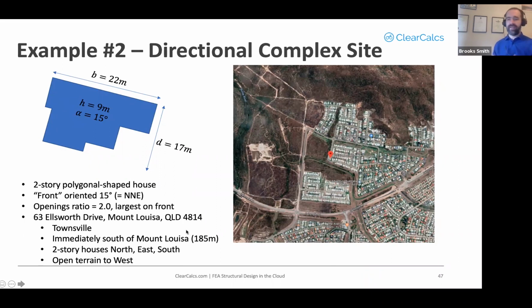So again, this is the Townsville area, so very close to the coast, definitely a cyclonic region. There is one very prominent hill structure to the north here, that's Mount Louisa. To the west, it's very flat, essentially farmland. To the east, it is all shielding buildings, and to the south. And we will enter this in directionally and go through how things look if you're considering every direction independently.